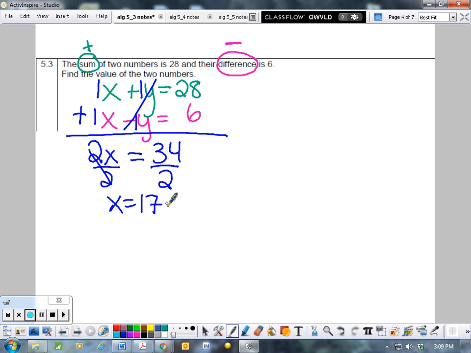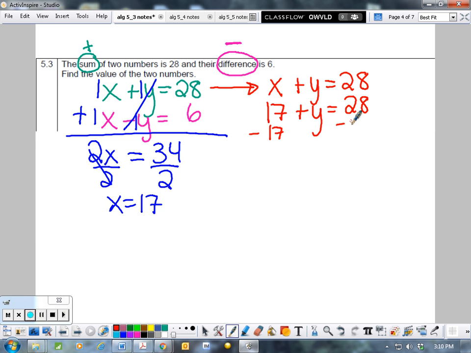So one of my numbers is 17. Now I can plug this back in to find the other value. So I'm going to use the first one because it's the easiest. So my x plus y is 28. So if my x is 17, the 17 plus what number gives me 28? So I minus 17 on both sides, and I get y equals 11. And then I just double check. 17 plus 11 is 28. 17 minus 11 is 6. We're good to go. So my numbers are 17 and 11.